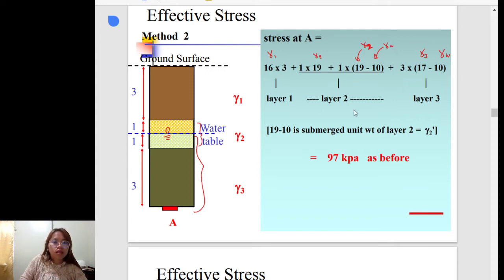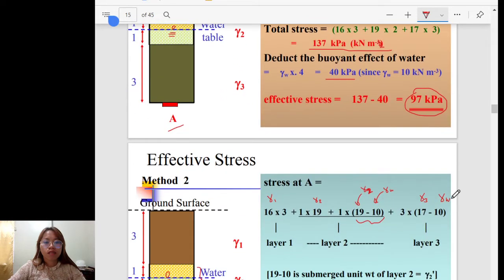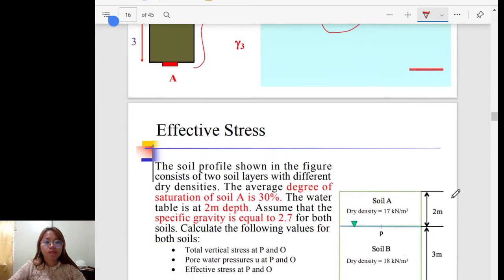So it is actually the same answer. This 19 minus 10 is the submerged unit weight of layer 2, or gamma sub 2 prime. The answer for this one is 97 kPa, which is the same as the computation in method 1. So actually they are the same.